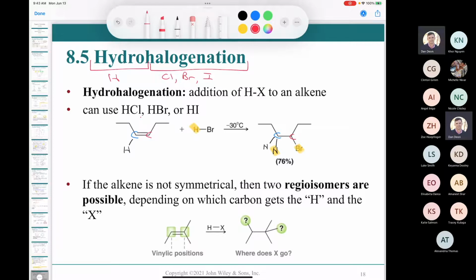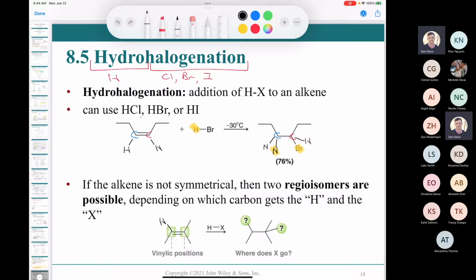Now, this question is rather simple because, again, there's a plane of symmetry in the molecule. I didn't even put in this hydrogen, but I think you all know there's another hydrogen here. But what happens if the alkene isn't symmetrical? If you look at this alkene on the bottom right with the sign that says vinylic positions, on one of the vinylic carbons you have one hydrogen, but on this one that I have circled, there are no hydrogens. Where does the halogen go? Where does the hydrogen go when we do hydrohalogenation on an unsymmetrical alkene?